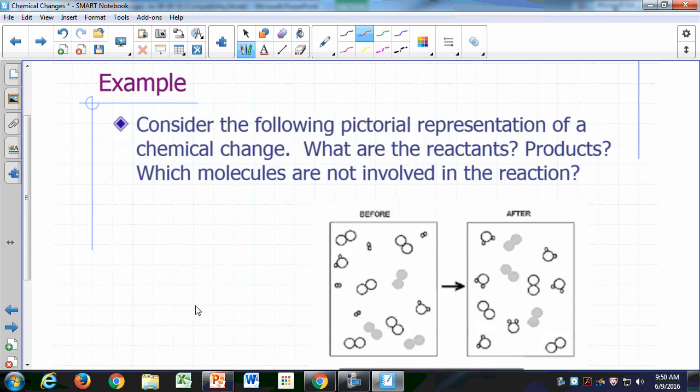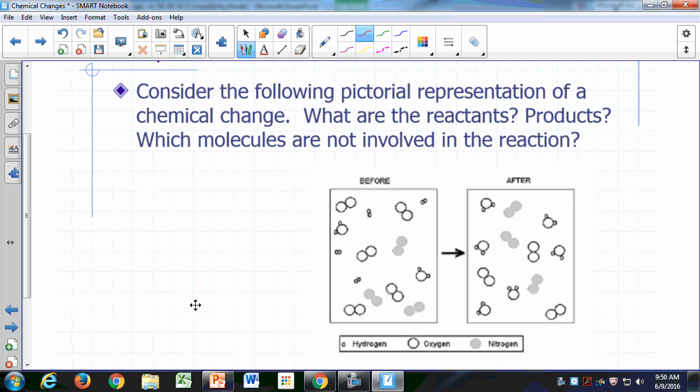Here's another illustration of a chemical change. So this is the before picture and this is the after picture. Let's see if we can figure out what the reactants in this reaction are, what the products are, and which molecules are not involved in the reaction. So we have our legend here. The little circles are hydrogen. The big circles are oxygen, and the big gray circles are nitrogen.